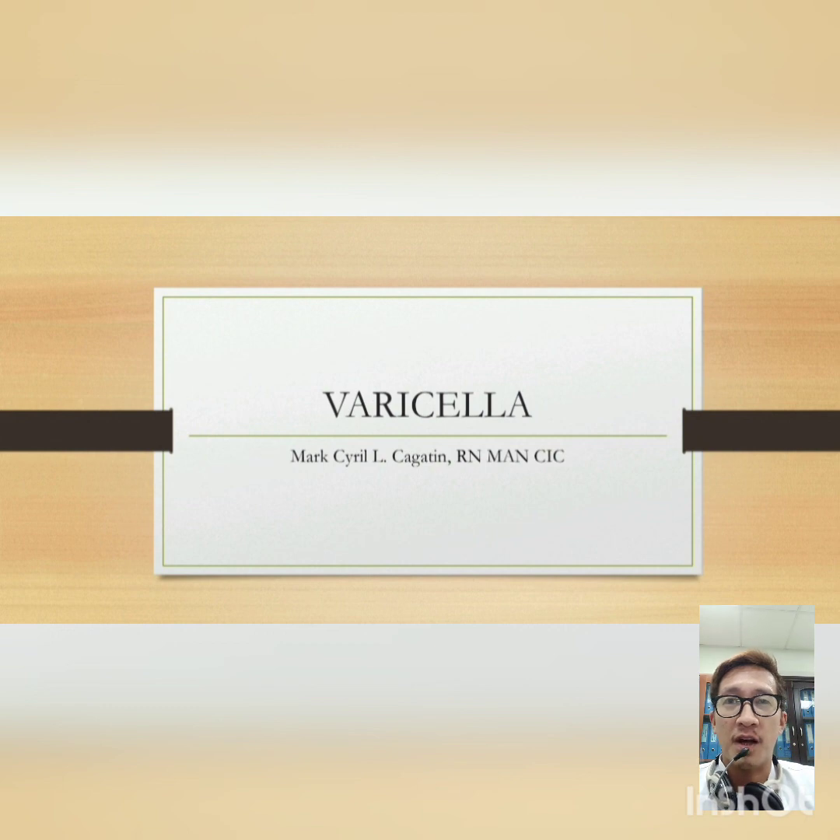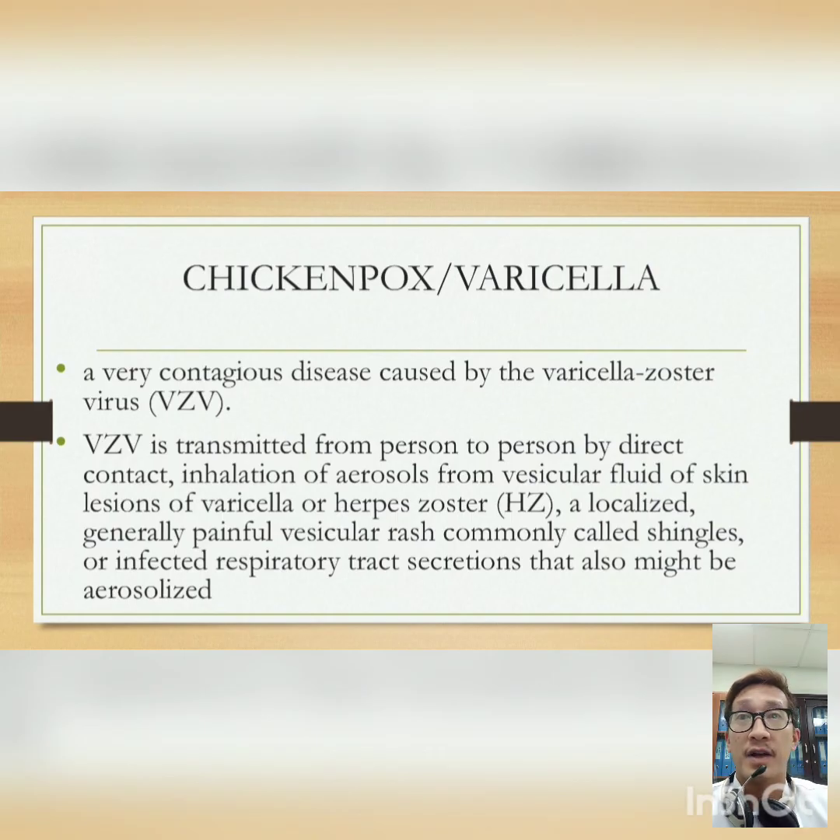Next, we are going to talk about the other recommended vaccination for healthcare workers, which is your varicella vaccine. Chickenpox, or varicella, is a very contagious disease caused by your varicella zoster virus.